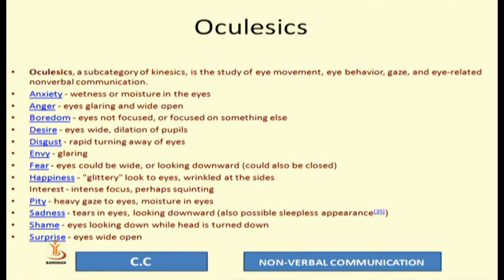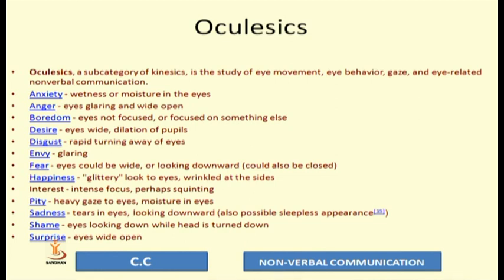Second is anger. That is eyes glaring and wide open. Somebody is very angry. Let's say somebody is angry with the system, with the things going on in his life, and accidentally he meets with an accident with some other person. He starts shouting. But more than that, his eyes speak a lot. He stares, he glares, and eyes are wide open.